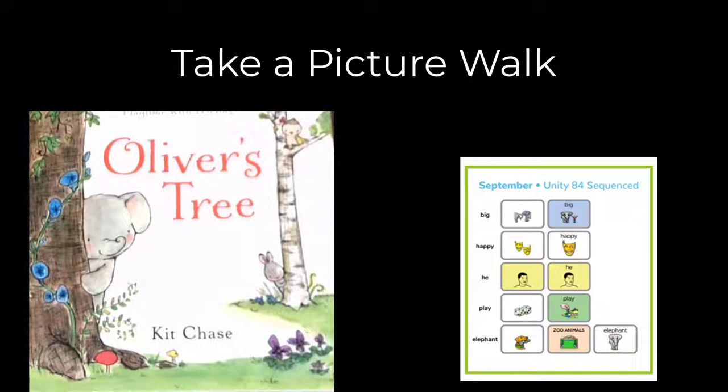Talk about the title. This story is called Oliver's Tree. The author's name is Kit Chase. And then maybe ask a question. What do you think this book will be about? Or make a comment. I see an elephant. I wonder what he's doing. Let's take a picture walk to learn more.